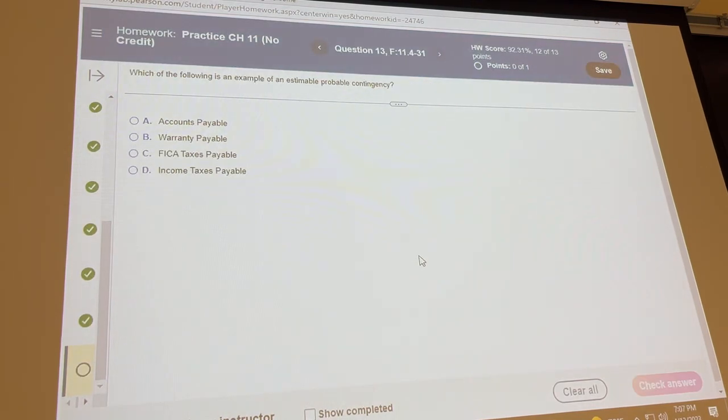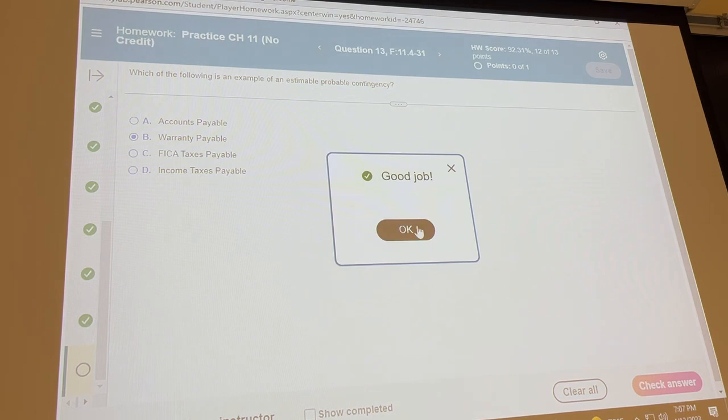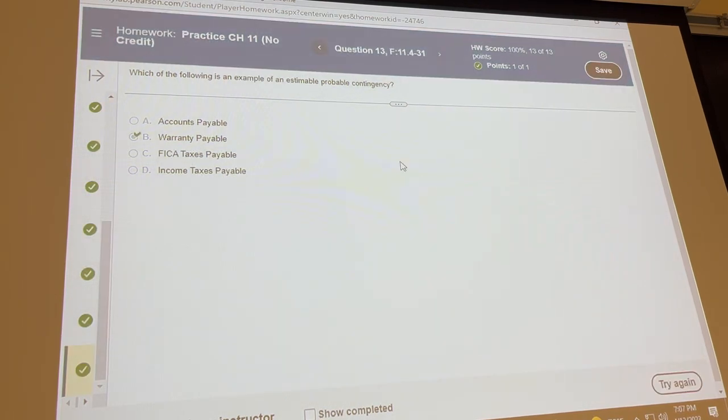Which of the following is an example of an estimable probable contingency? B. Yes, warranty payable is the example that we were looking at. Perfection. Okay, that's it.